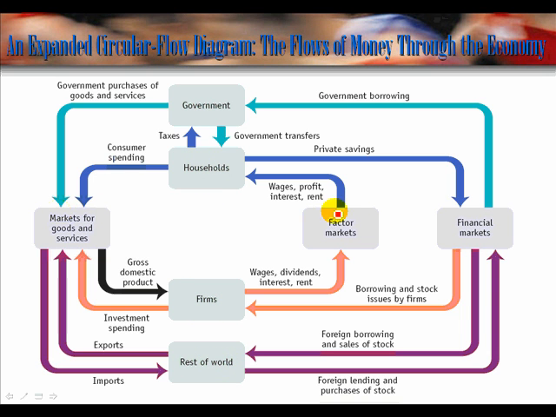There are three different markets where these different players will interact. There's the factor market, where land, labor, and capital are bought and sold by the household to the firms. And then there's the market for goods and services. This is a market that you're familiar with. Then there's the financial markets, where stocks and bonds are bought and sold. And then there's the rest of the world.